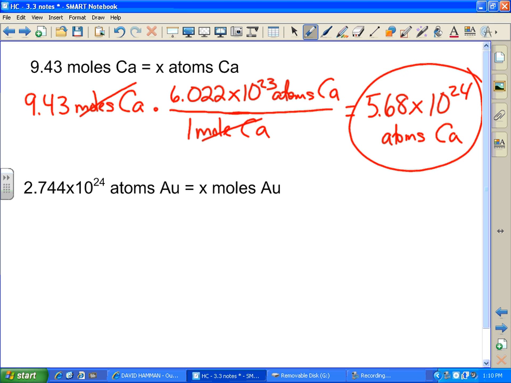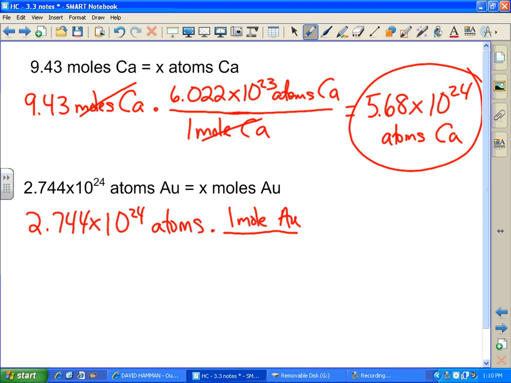Now you can see, doing the other example, we're doing the calculation in reverse order. So now we are starting with atoms, and we are going to multiply by a conversion factor so that we end up with moles. To end up with moles, it needs to go in the numerator. Avogadro's number goes into the denominator. Atoms of gold cancel out.